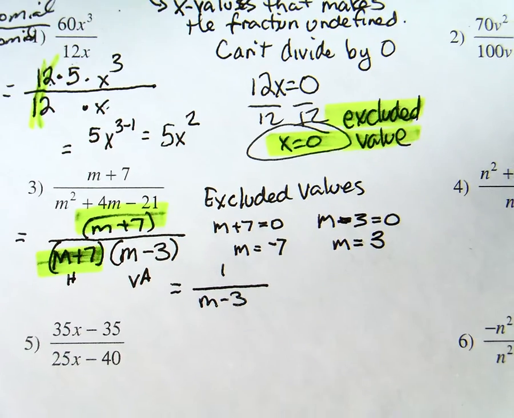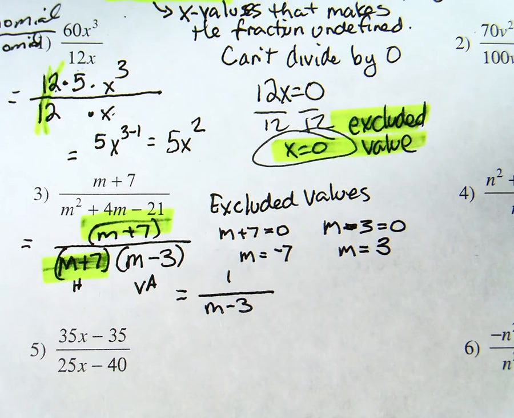And since I'm able to remove the m plus 7s, if I graphed it, 1 over m minus 3 would be what I would graph. Knowing that I have a hole at negative 7 and knowing that I have a vertical asymptote at 3. So I'd have to figure that out in the original function.